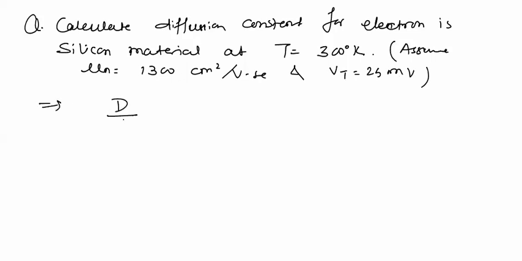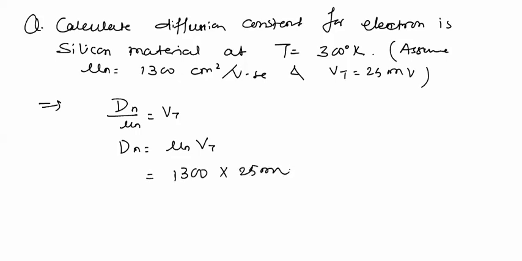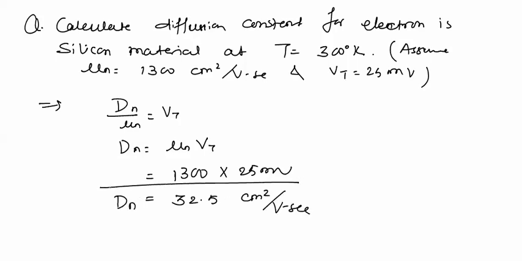We know that Dn upon mu n equals Vt, so Dn equals mu n into Vt, equal to 1300 into 25 millivolts, equal to 32.5 centimeters square per second.